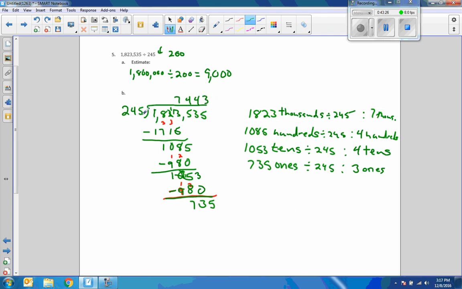So put a 3 here. 5 times 3 is 15. 3 times 4 is 12, plus 1 is 13. 1. And 3 times 2 is 6, plus 1 is 7. Subtract. Okay, so we have 7,443. 7,000s, 400s, 4 tens, 3.